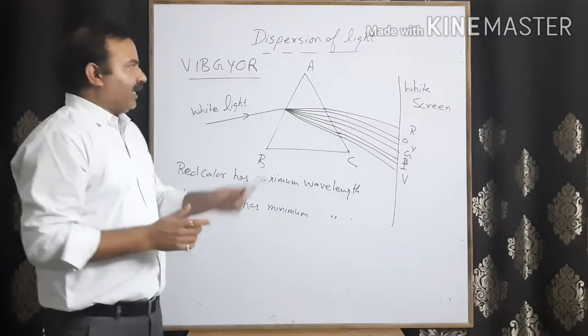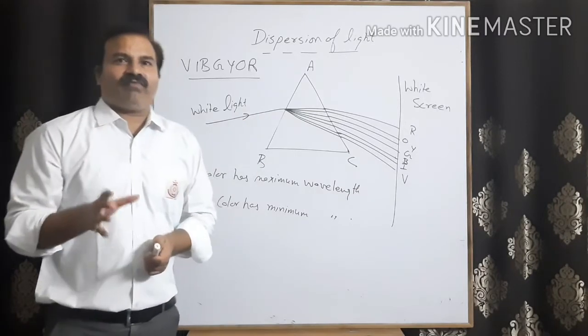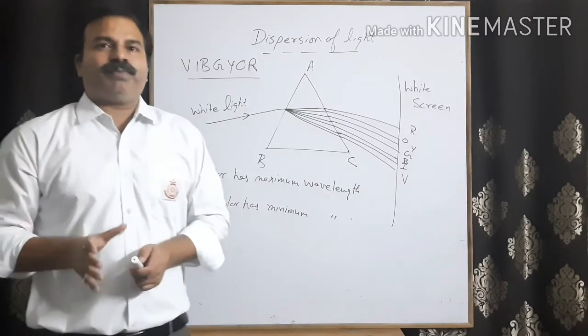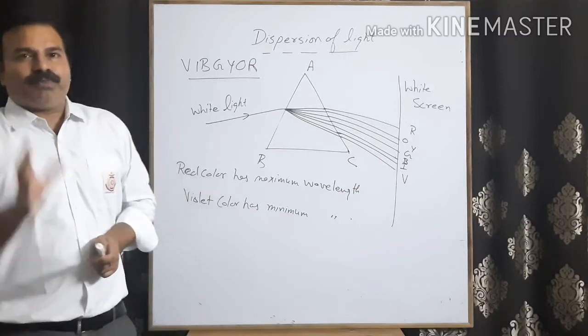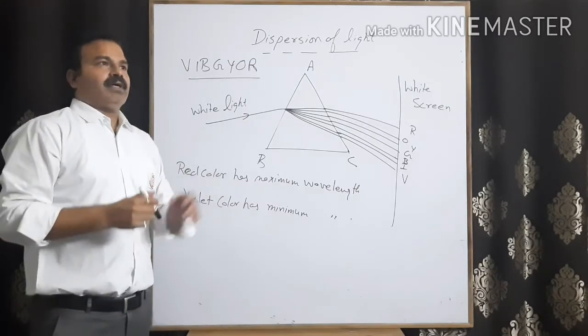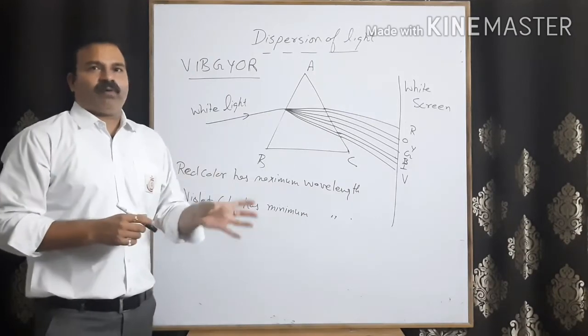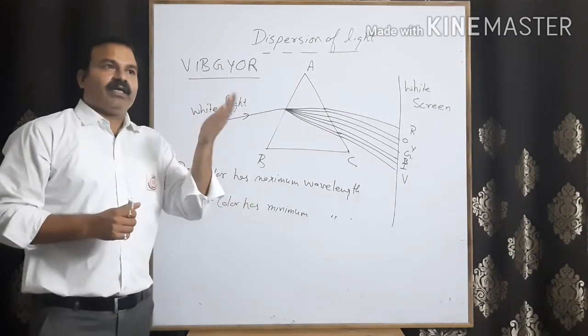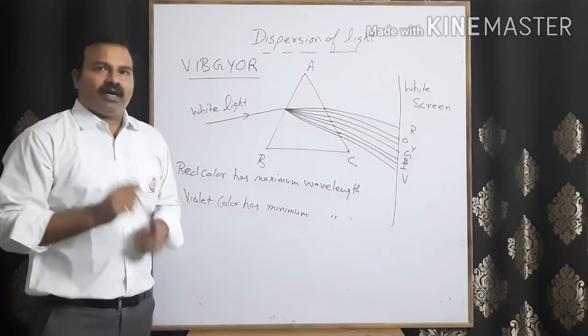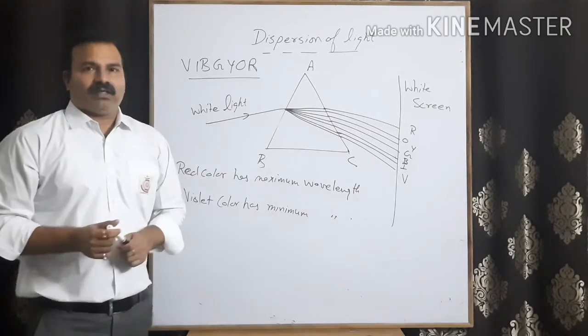Red color, as I told you just now, has a maximum wavelength, so it has more speed. That is why the speed of red color is maximum. So that's why danger signals are all made of red color, so that it can reach our eye very early as compared to the other colors.